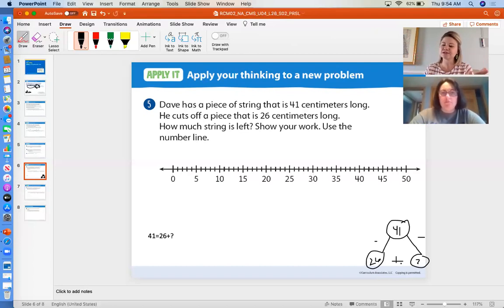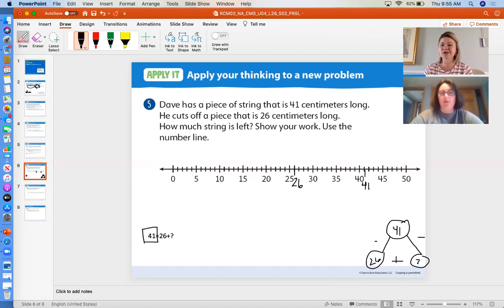So do we want to draw lines or do we want to hop, Mrs. Walker? It doesn't matter. I think we can. Okay, so I know that I want to start on the number 26 because that's the first number in my equation. It's not labeled, so I'm going to come here and I'm going to label it 26. I don't know how many hops to take, but I do know where I'm going to end, right? I'm going to end on 41 because that's how long the piece of string is.